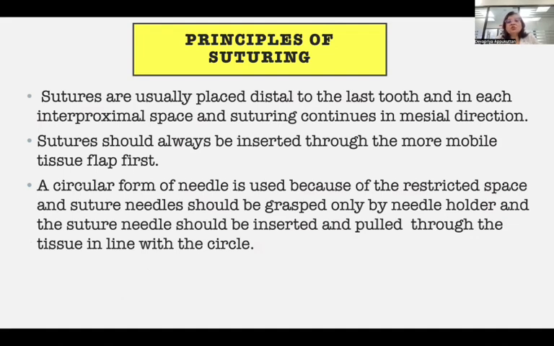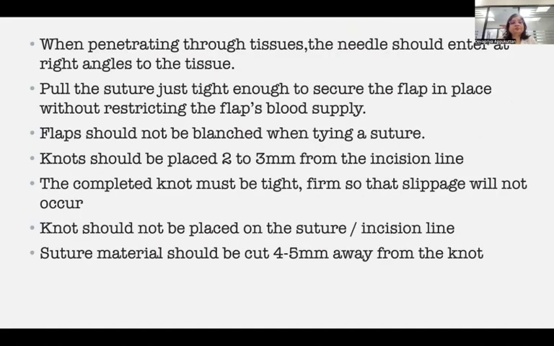When we start suturing, the sutures should be placed first distal to the last tooth and in each interproximal space, and the suturing should continue in a mesial direction. The suture should always be inserted through the more mobile tissue flap first. In dentistry, a circular form of needle is mostly used because of the restricted space in the oral cavity. The suture needle should be grasped only by the needle holder, and should be inserted and pulled through the tissue in line with the circle.